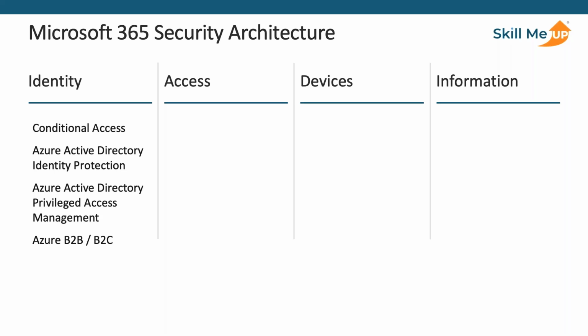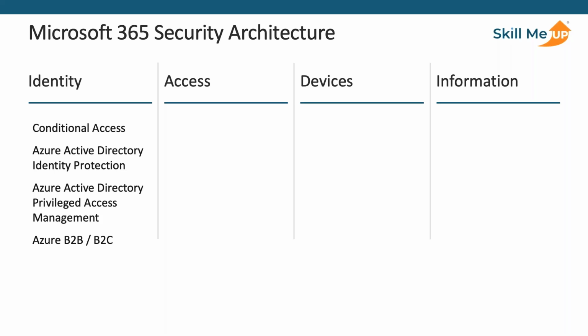We then also have Azure Active Directory Privileged Access Management, which is really around controlling the admin accounts and granting just-in-time access, as it's called, to specific accounts that need to do administrative tasks. And then, of course, we have Azure B2B and Azure B2C, so business to business and business to consumer. So the ability for you to invite external people into your Azure Active Directory tenant.